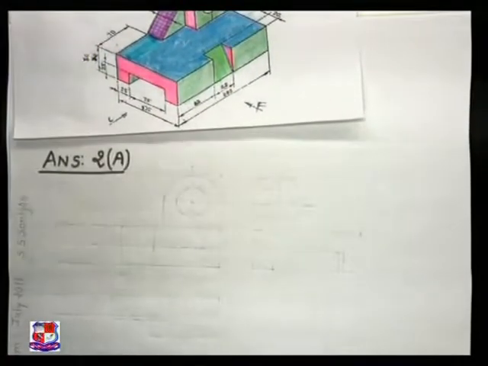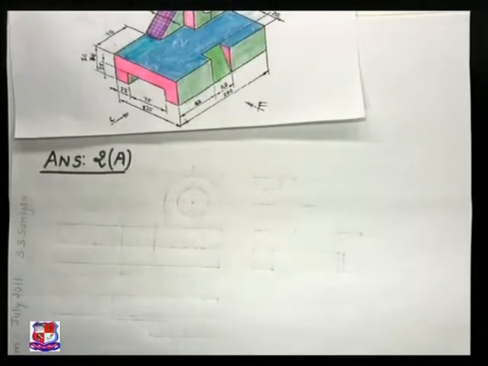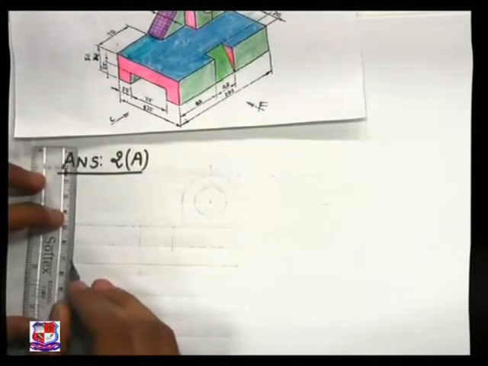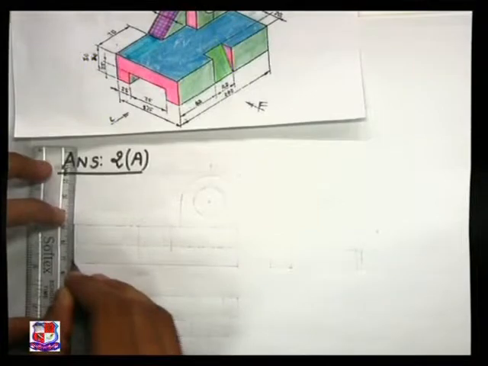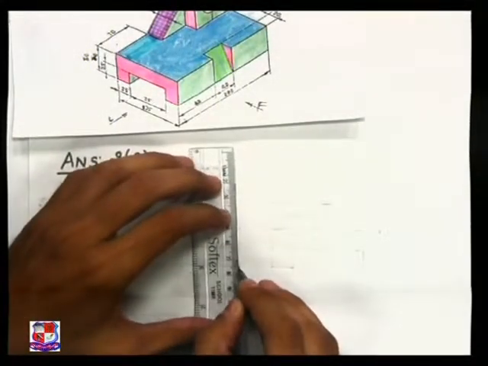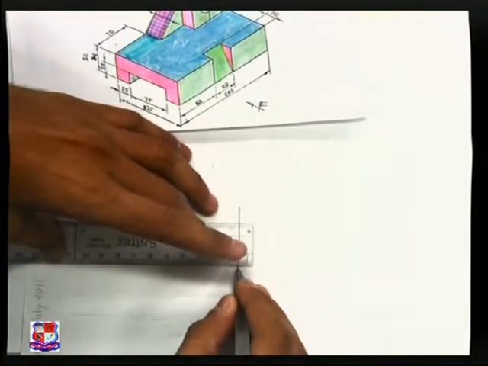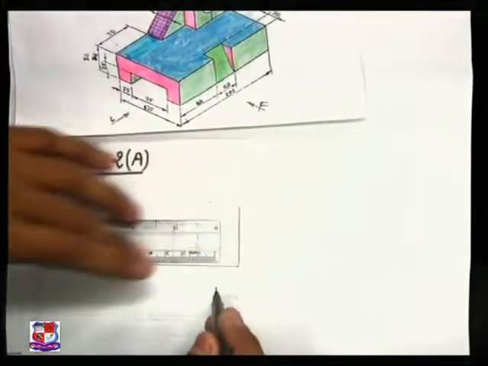So first we draw the rectangle of given dimension. 200 mm is the width. It would appear like this. Total width is 200 mm. We don't know its height. We can compute its height from the given diagram.